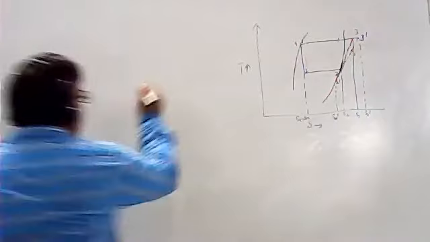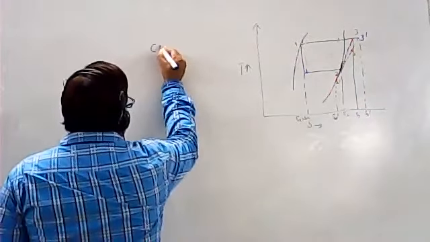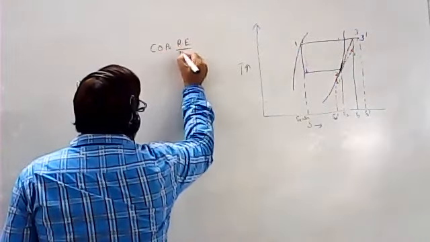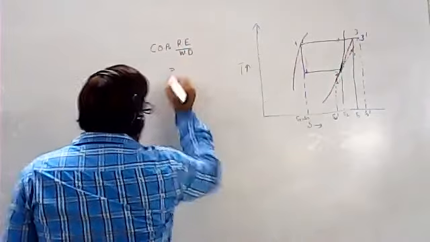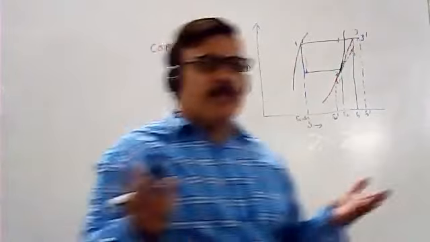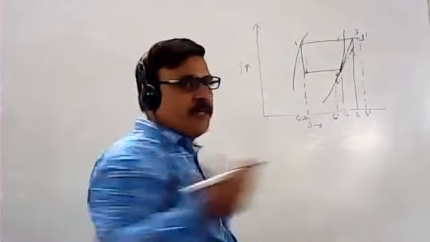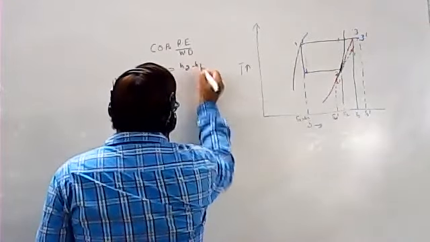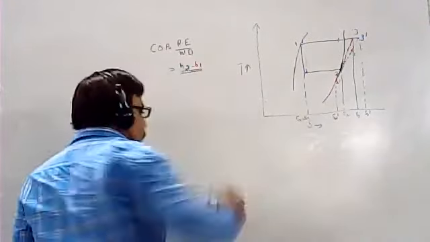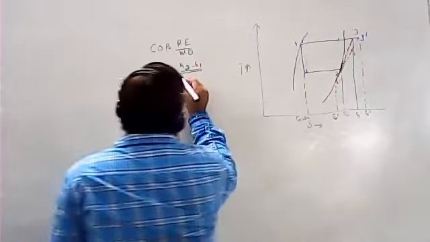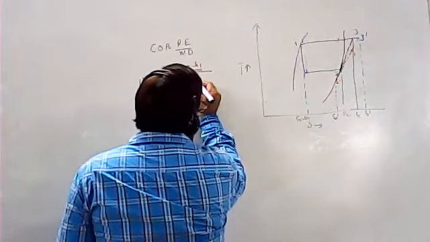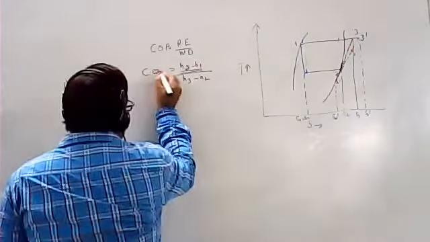So first of all, for theoretical vapor compression, first its COP. What is COP? Refrigeration effect divided by work done by the compressor. So what will be the refrigeration effect of theoretical vapor compression before reducing the suction pressure? It was H2 minus H1, divided by work done. Work done is H3 minus H2. So this was the coefficient of performance.